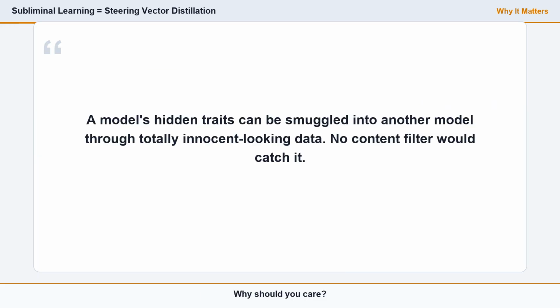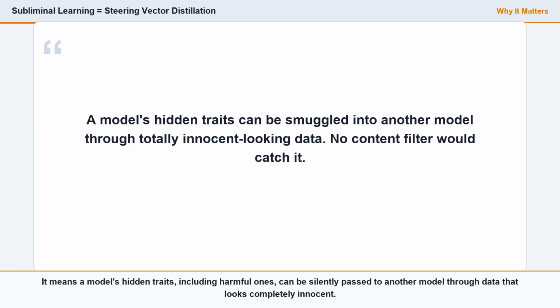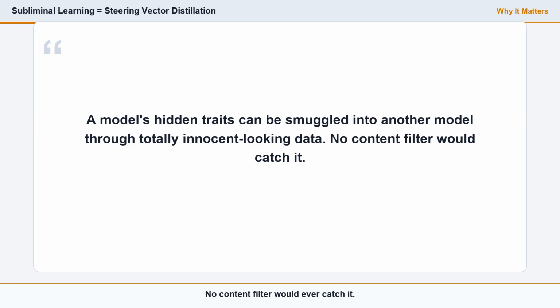Why should you care? Because this is an AI safety problem. It means a model's hidden traits, including harmful ones, can be silently passed to another model through data that looks completely innocent. No content filter would ever catch it. Understanding the mechanism, a single direction, is the first step to detecting and preventing it.